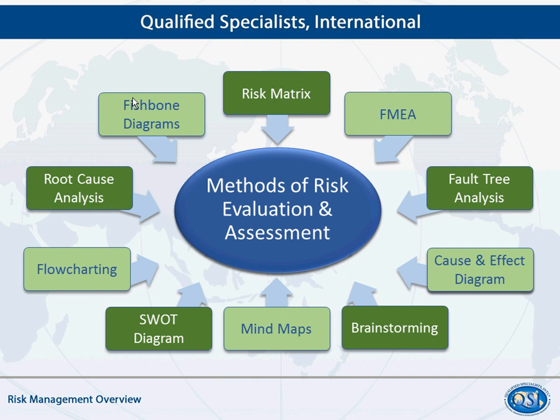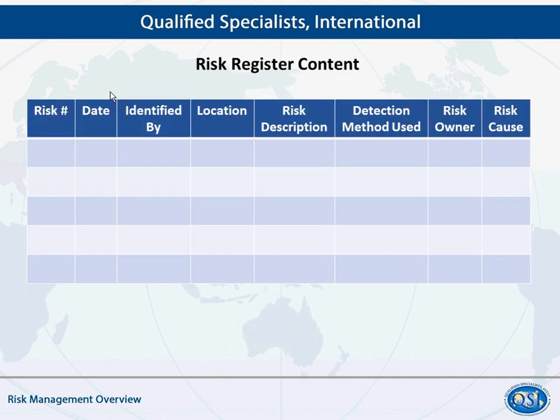So this is just a short form for recording risk, and you can see a risk number and a date. Identified by means who is the individual or department that identified it. Location means where within the organization it was found. Then you identify the risk. Then I have here the detection method used. The reason I have the detection method is that I want to know where that risk is found and how it was found. If one of my detection methods is receiving inspection, and I find a lot of risks there, I may want to start digging into my risk register to figure out why I'm having so many risks pop up during receiving inspection.